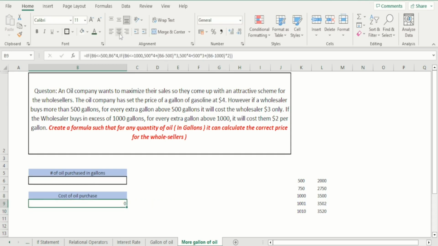Now let's try this and see what we get here. So using the same table that we just created manually out here, let's enter the values and compare. At 500 gallons, we get $2,000, which is the right amount. Let's check for 750, 2,750. Let's try 1,000. We get 3,500. This is accurate. At 1,001, we get 3,502. And let's try 1,010. And there we are. We have the exact, precise match to what we had calculated by hand.